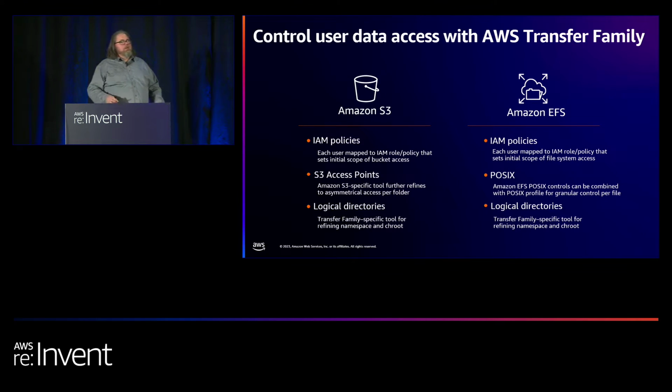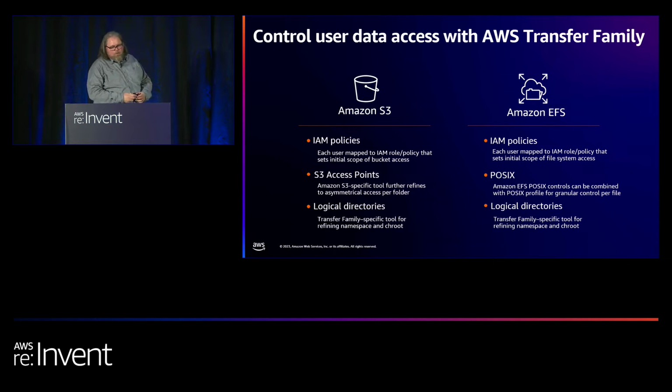We start at an IAM policy level. So every user that authenticates gets mapped to an IAM role. That role will have a trust for AWS Transfer Family. And then, say you have a user that needs to log in and you only want them to see a specific set of prefixes. Well, you could end up having to create thousands of IAM roles. And for customers, that became kind of difficult to manage at scale.